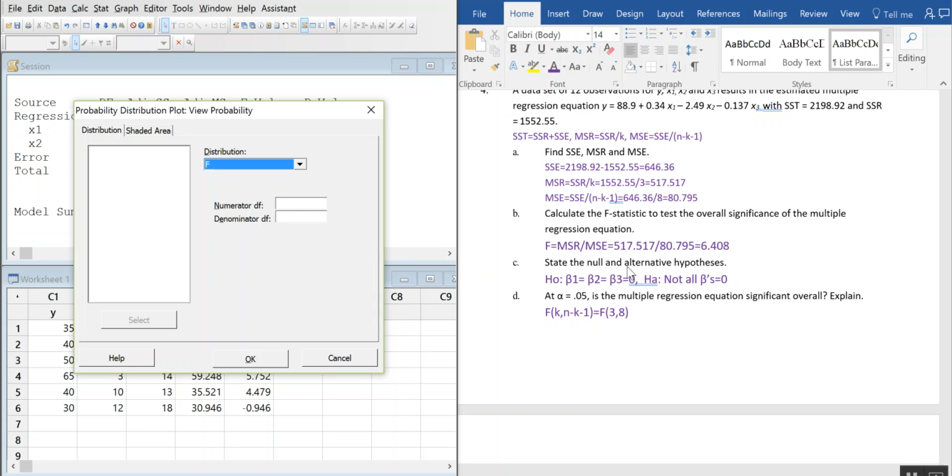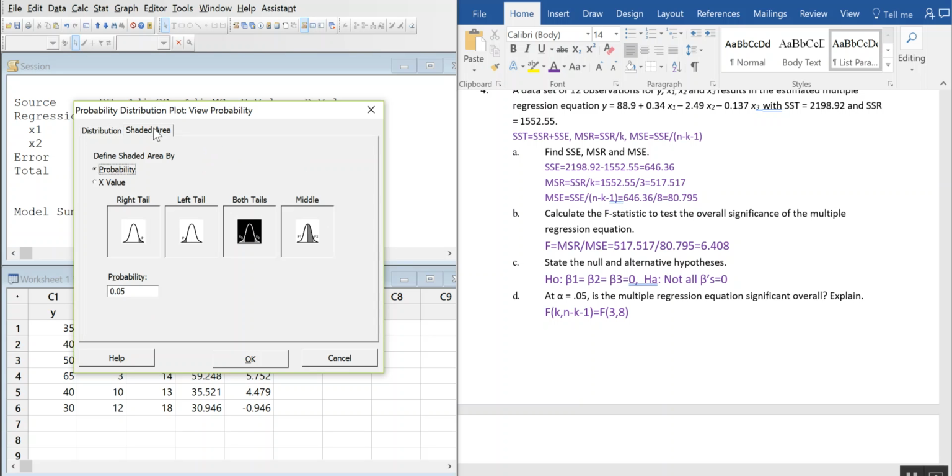It's going to ask you for numerator and denominator. Look up here. Numerator was R. R was using K, so that's why that's the 3. And then denominator was coming from MSE, so this is mean square error. So the error was using n minus k minus 1, which was the 8. So there's that. And then I want to go over to shaded area.